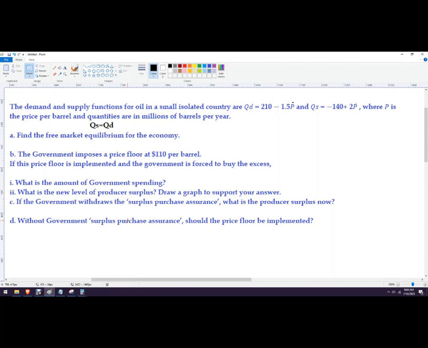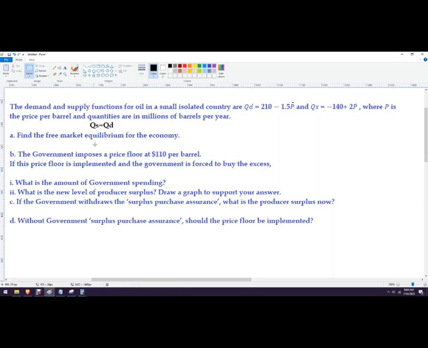In this problem, I've got a government that is imposing a price floor, and then they are guaranteeing to buy the excess surplus. So it's like a price assurance policy from the government. They're supporting the price by guaranteeing that they will purchase any excess units produced in the market.